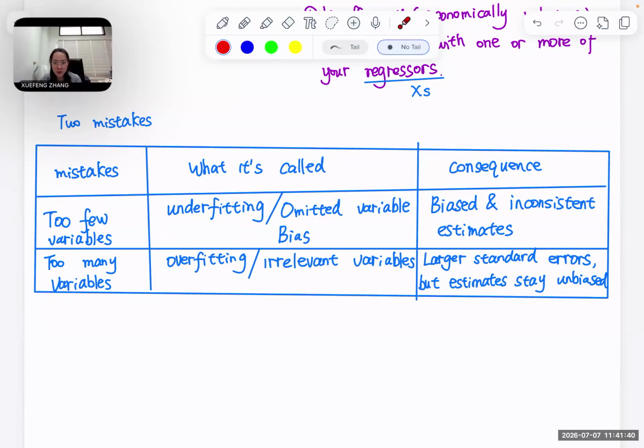Notice the asymmetry. Omitting relevant variables is worse than including irrelevant ones. Including irrelevant variables just costs you efficiency because you're going to have wider confidence intervals. But omitting a relevant one corrupts your estimate entirely, okay? So this one is worse, omitted variable bias.